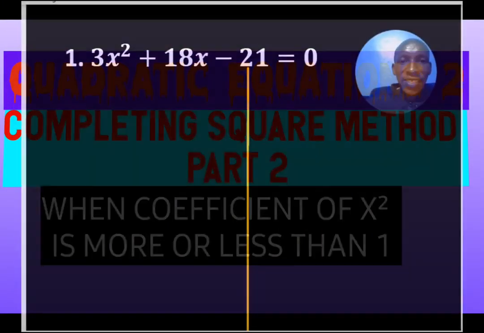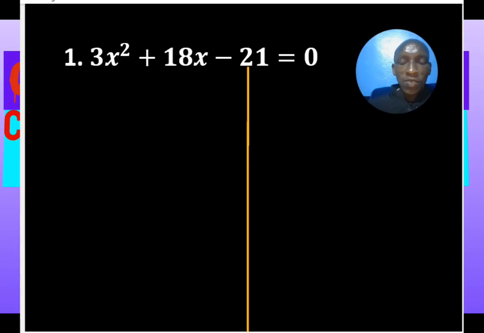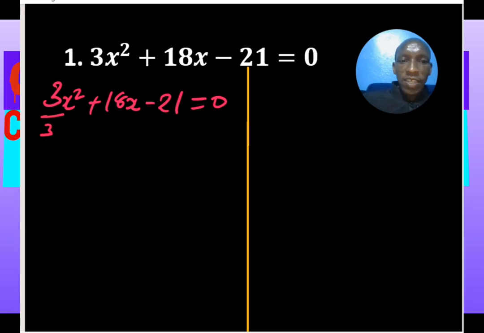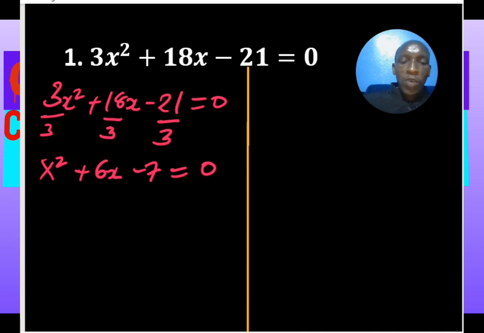Example 1. 3x squared plus 18x minus 21 is equal to 0. The first step: divide everything by 3 so that the coefficient of x squared remains 1. This gives us x squared plus 6x minus 7 is equal to 0. Now this is similar to when the coefficient of x squared is 1. So we shall have x squared plus 6x is equal to 7.